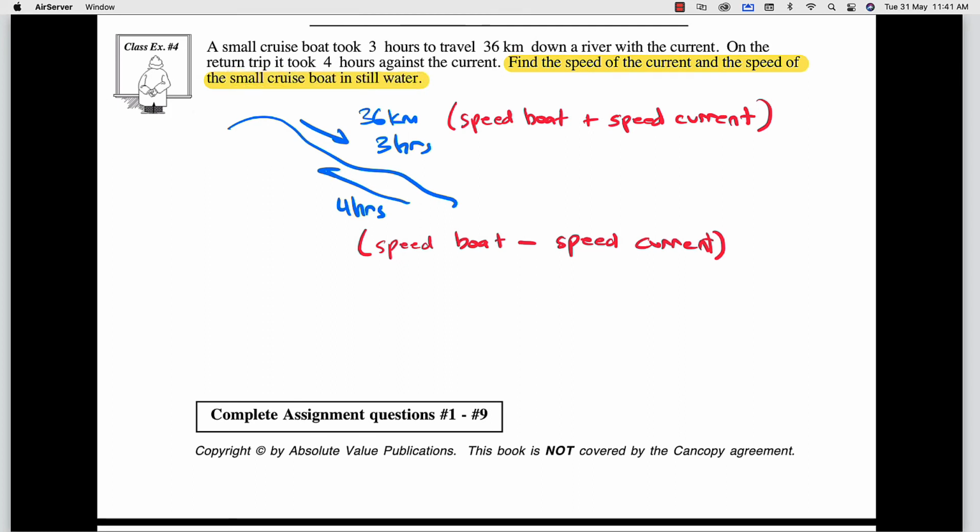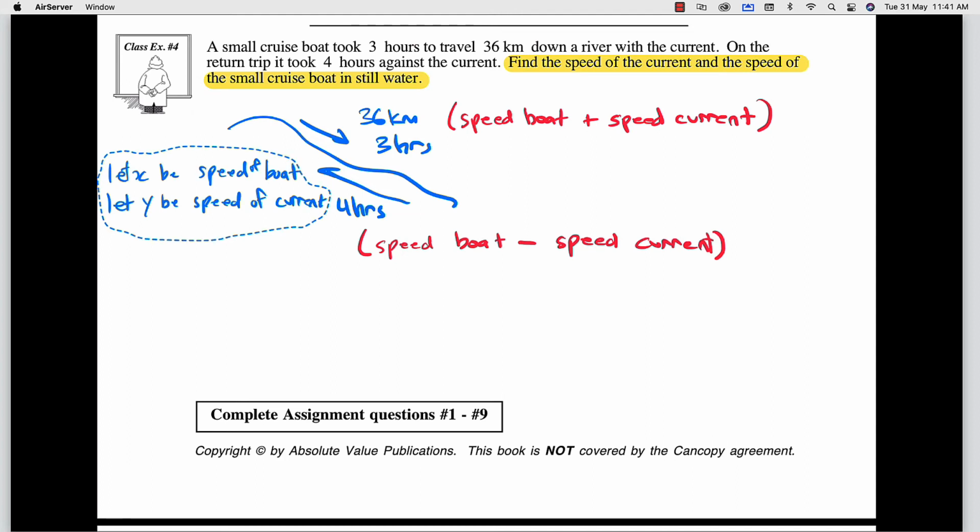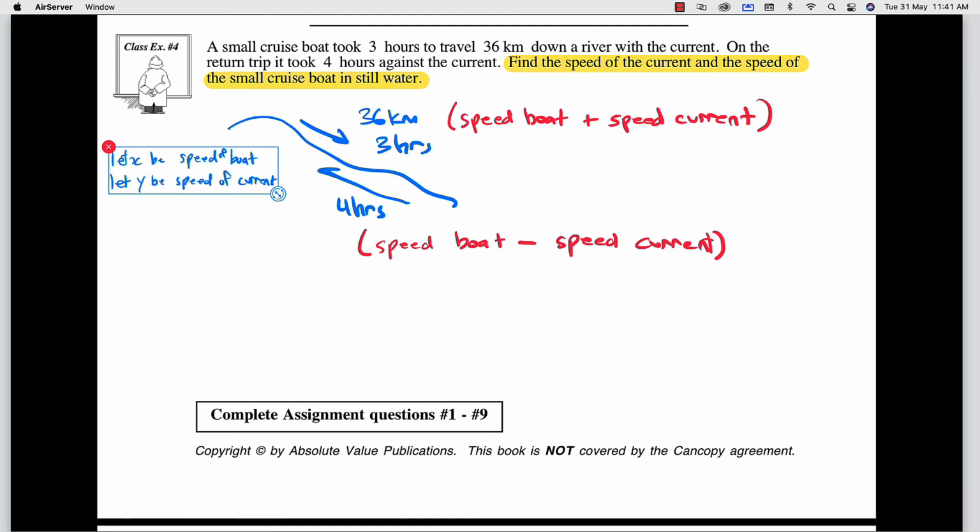So let x be the speed of the boat, and let y be the speed of the current. Okay, so we've got the speed of the boat and the speed of the current set up as x, y let statements. Let's make this a little bit smaller, move it off to the side.